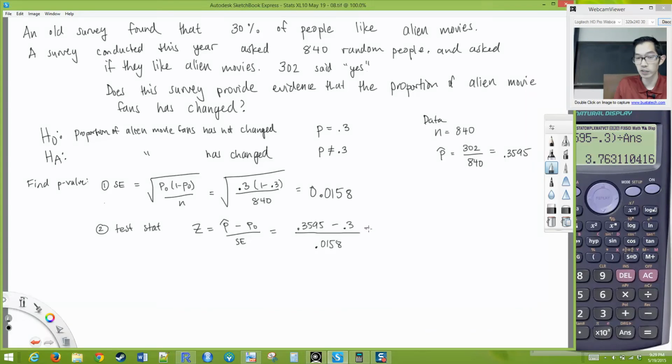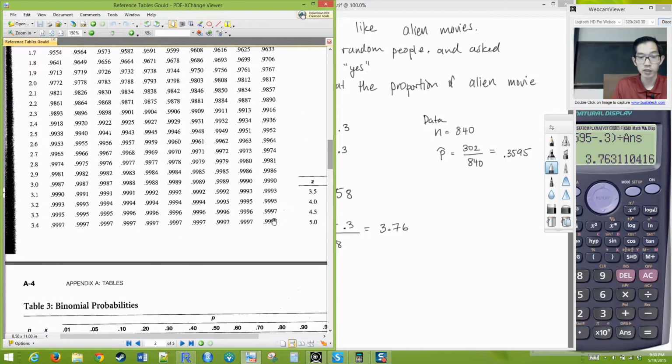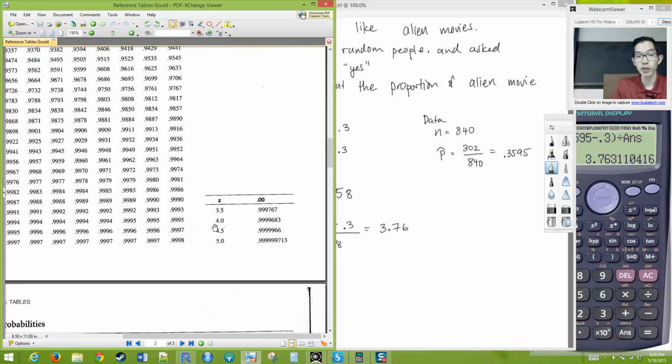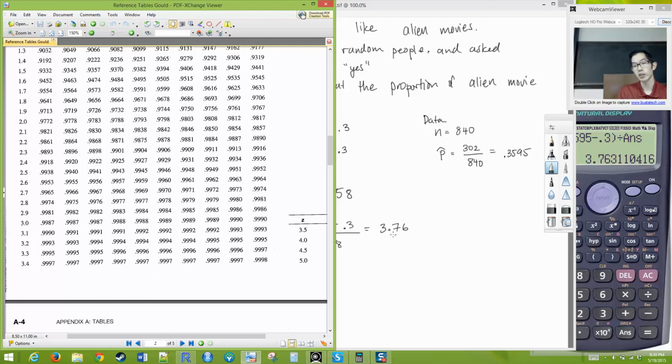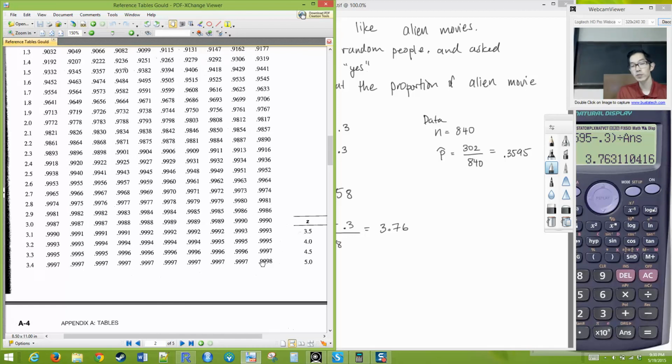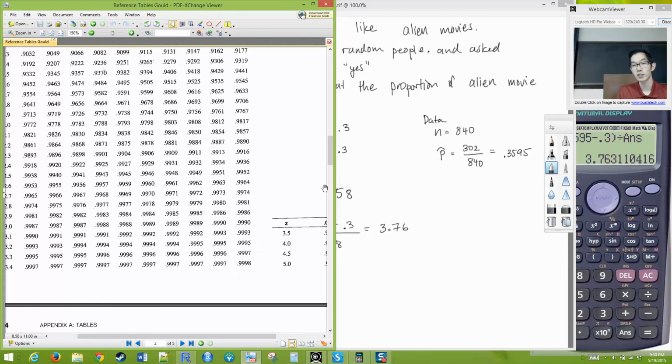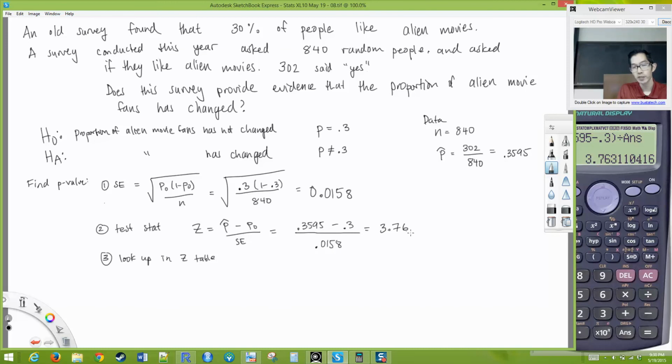Does that seem big or small? Pretty big, right? I go to my z-table, and what do I have for 3.76? So step 3 is look up in the z-table. I'm looking for 3.76, and it doesn't even show up. I can look up 3.5 and 4.0. So it means I'm going to have something even closer to 1 than 0.9998. So let's pretend z is equal to 3.49, because I want to just show what to do.